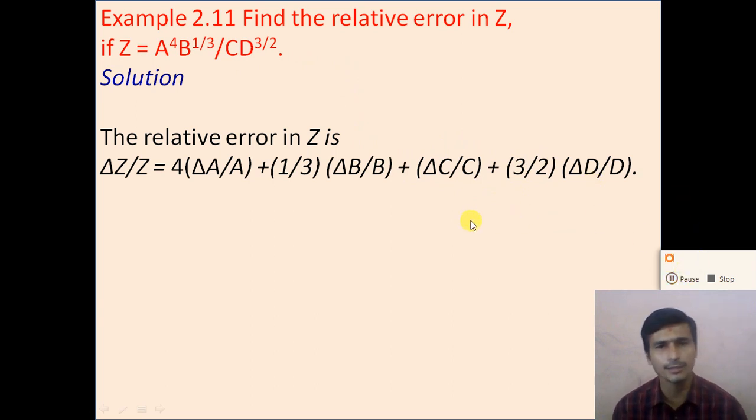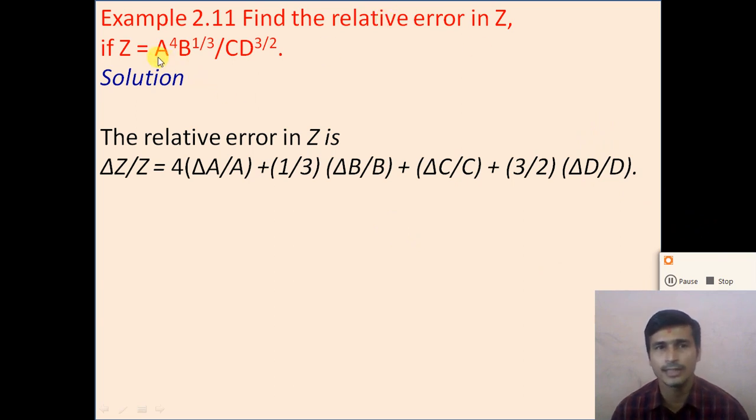Or instead of this we can also write it in terms of percentage error. To obtain the percentage error in Z we just multiply all the terms by 100. Percentage error in Z is equal to 4 into percentage error in A, 1 by 3 into percentage error in B plus percentage error in C plus 3 by 2 percentage error in D. So the example can also be asked in terms of that.